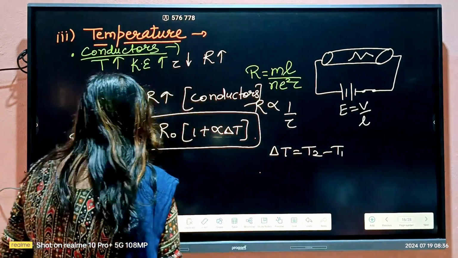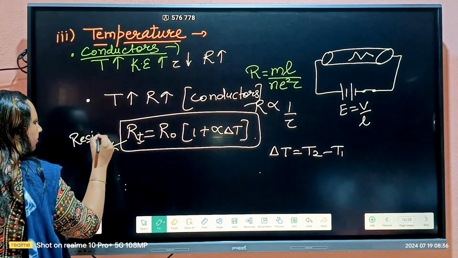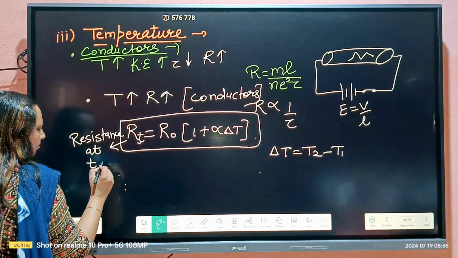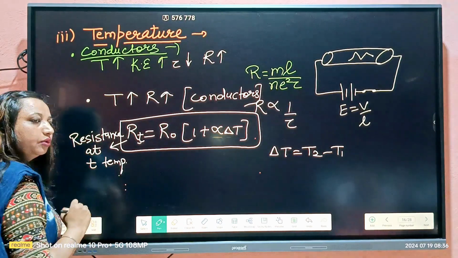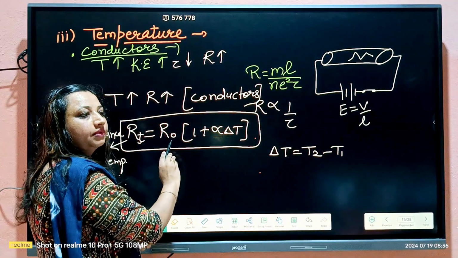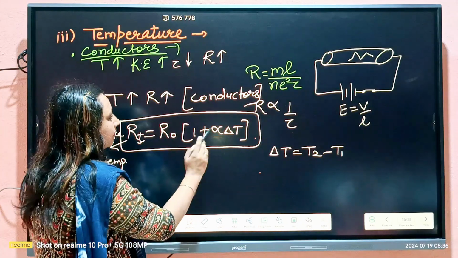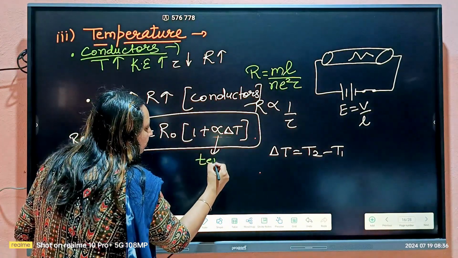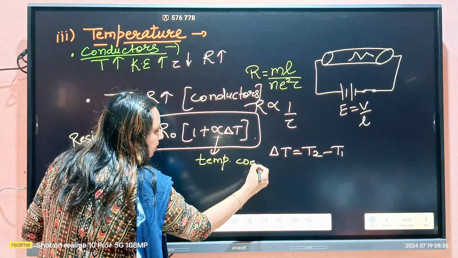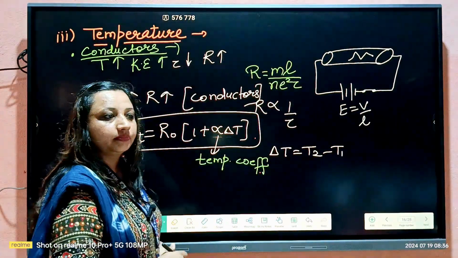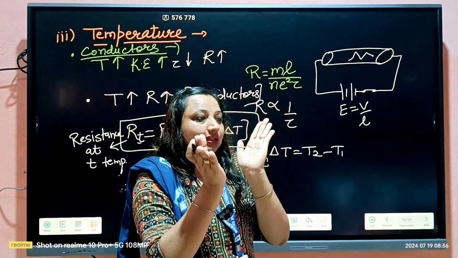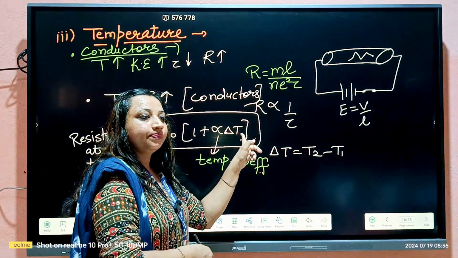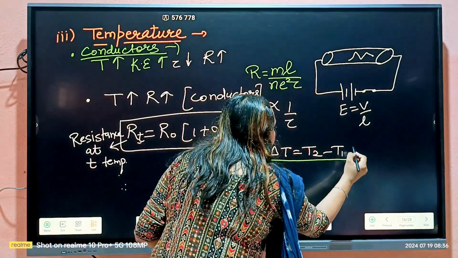Understand now? So this is the resistance at T temperature, or T2 temperature. This is the resistance at T1, the original temperature. Alpha, what is alpha here? It is known as temperature coefficient. It shows the relation between resistance and temperature. What is delta T? Change in the temperature.